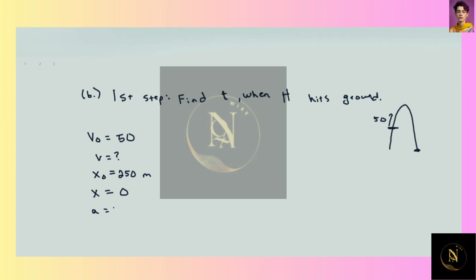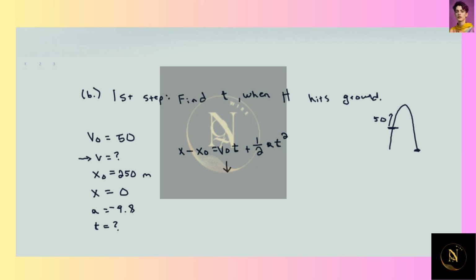Our acceleration is negative 9.8. And our time is our true unknown. The final velocity is also an unknown, but it's not the one that we really want to solve for. We want to find the time. And so we're going to use x minus x naught is equal to v naught t plus 1/2 a t squared for this.